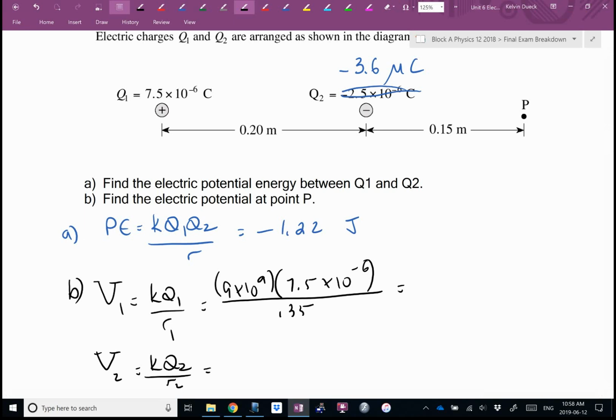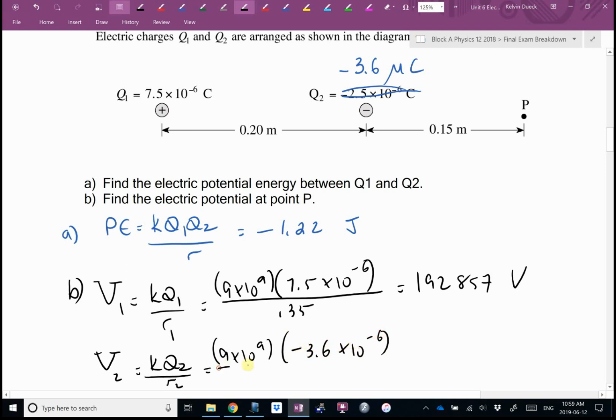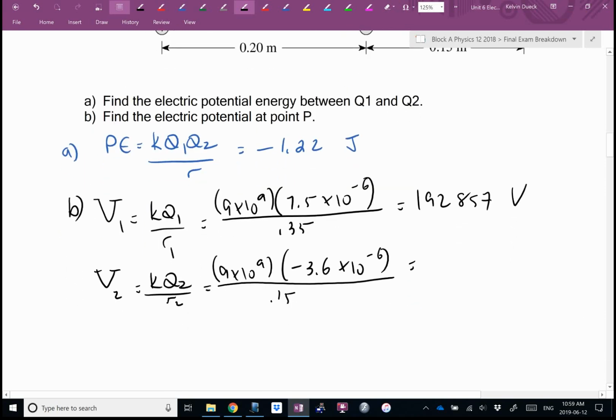Jackie, what'd you get? I heard 192,857 volts. And then if I repeat for charge 2, it'll be 9 times 10 to the 9th. Will I put the negative in? Yes, I will. Negative 3.6 times 10 to the negative 6, all divided by 0.15. I think you'll get a negative answer.